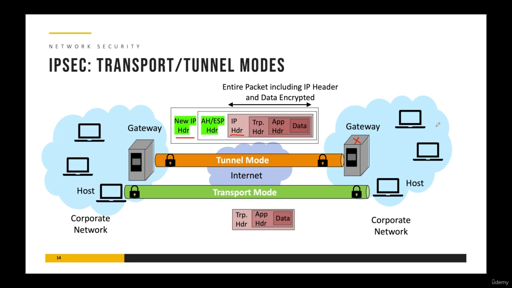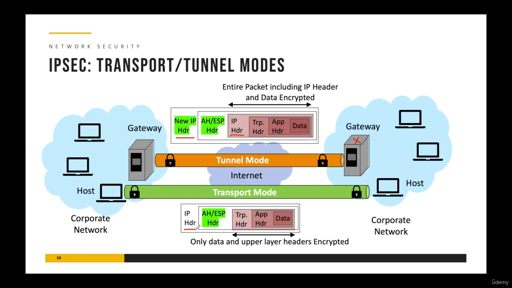In contrast, in the transport mode, we have host to host or app to app communication, and we encrypt only the data and the upper layer headers. We don't encrypt the actual IP header. So the actual IP header remains open and unencrypted, and this enables easy routing on the internet. Of course, there's a downside as well.